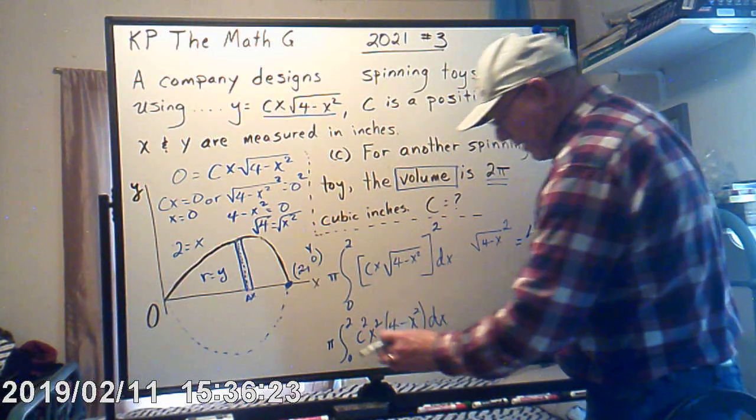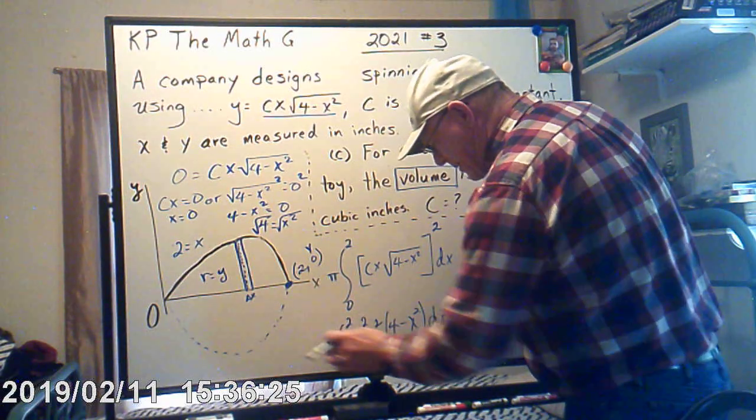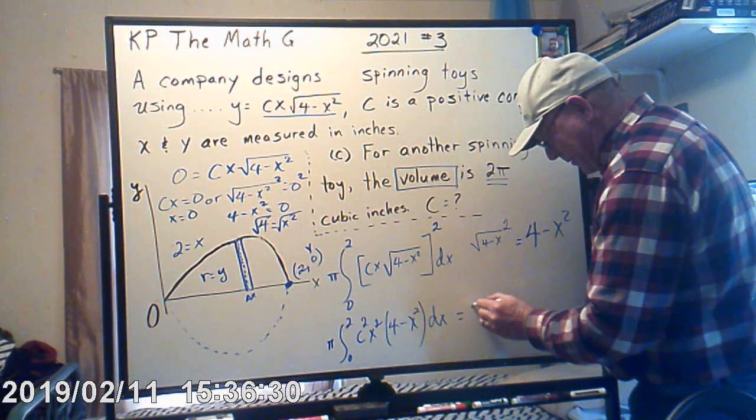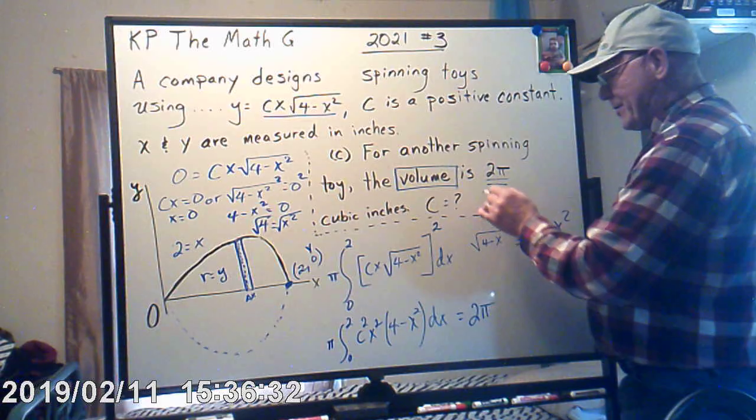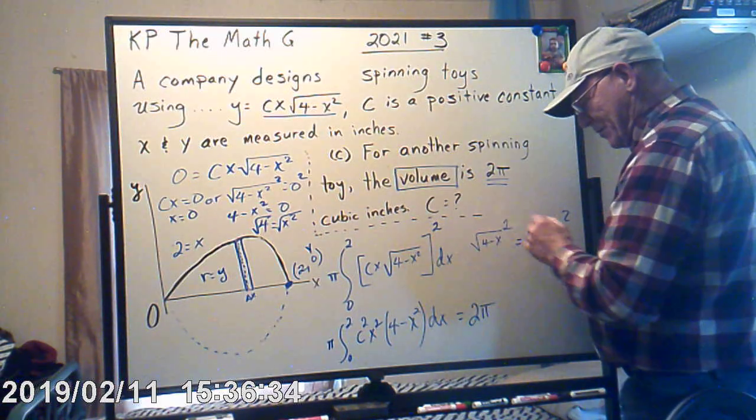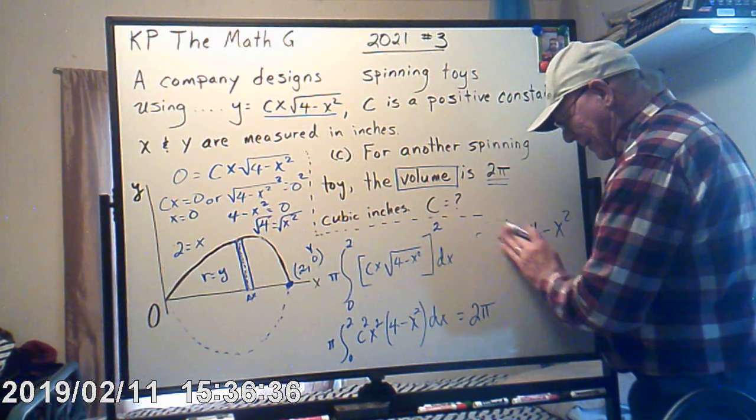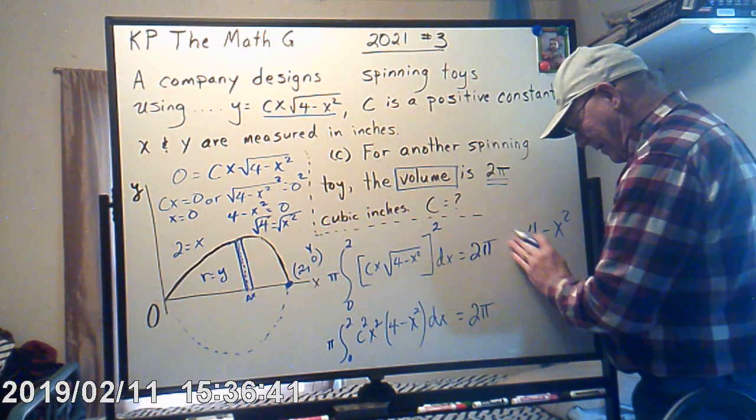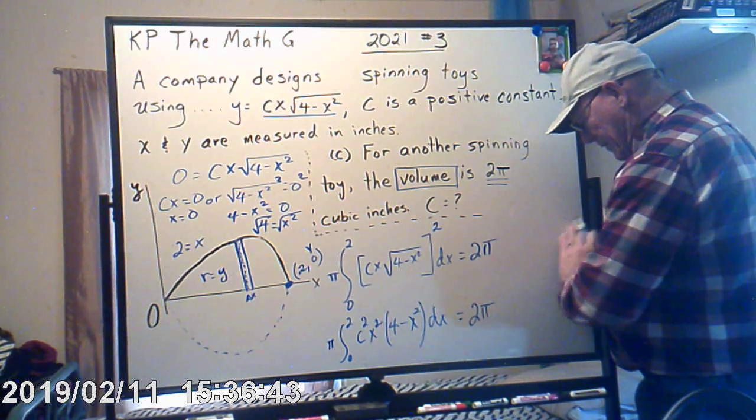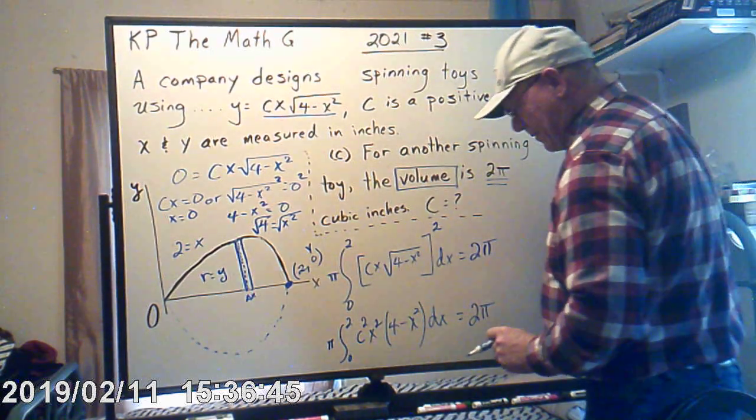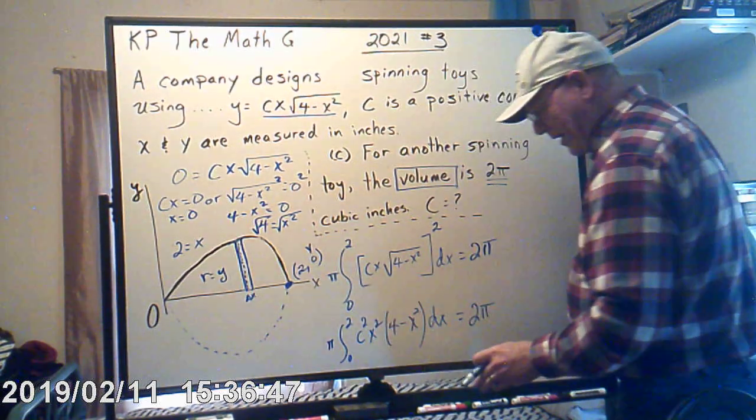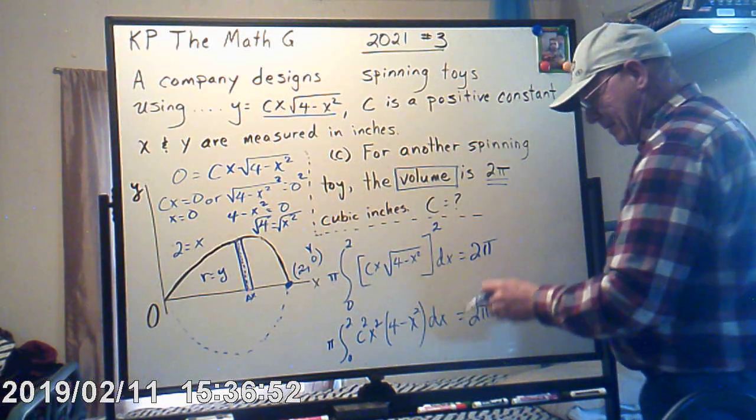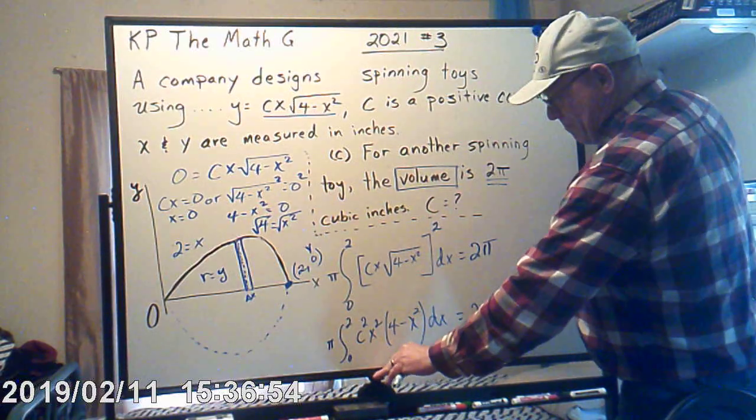What I want to do here is set the c, since c is the constant. Oh, by the way, this is equal to 2 pi, because it already tells us that the volume is equal to 2 pi. So I should have written it here from the start. Alright, we're going to do this problem on the other side: c squared x squared times 4 minus x squared dx equals 2 pi. We'll see if I memorize all that.